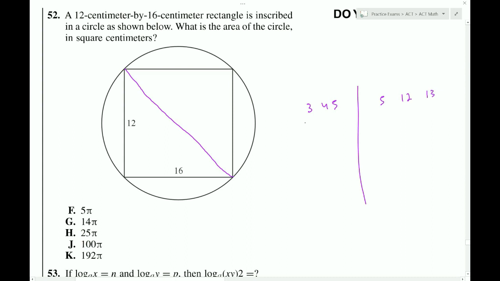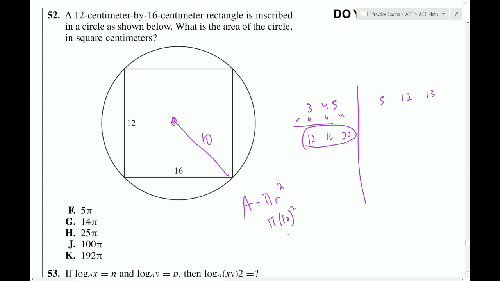Is it a multiple of 3, 4, 5? Well, to get it right, we'd have to multiply by 4 to get 12. So you multiply by 4 here, you get 16. Multiply by 4 here, you get 20. And it turns out that is a candidate, 12, 16, 20. So now we know the diameter of the circle is 20, which means that its radius would have to be 10. And since the formula calls for pi r squared, we just plug in 10, we get 100 pi.